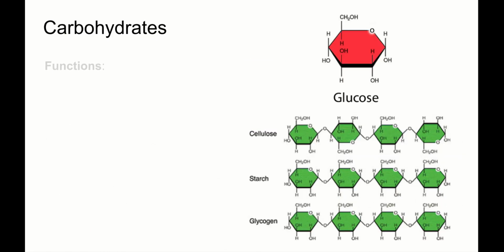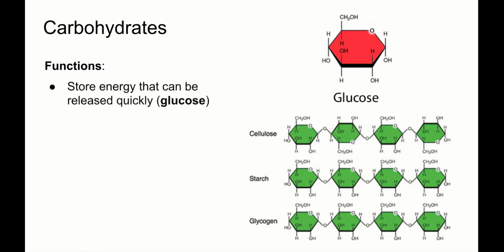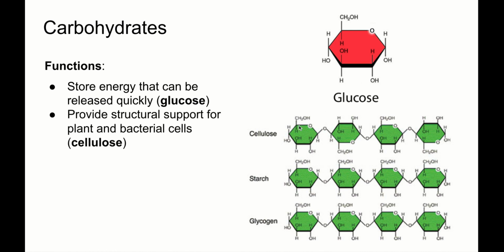So let's talk about function now. And different carbohydrates have different functions. I'm going to tell you the function of each. Glucose, this monomer, stores energy that can be released quickly. Cellulose, which is one of these long chains, one of these polymers, provides structural support for plant and bacterial cells.